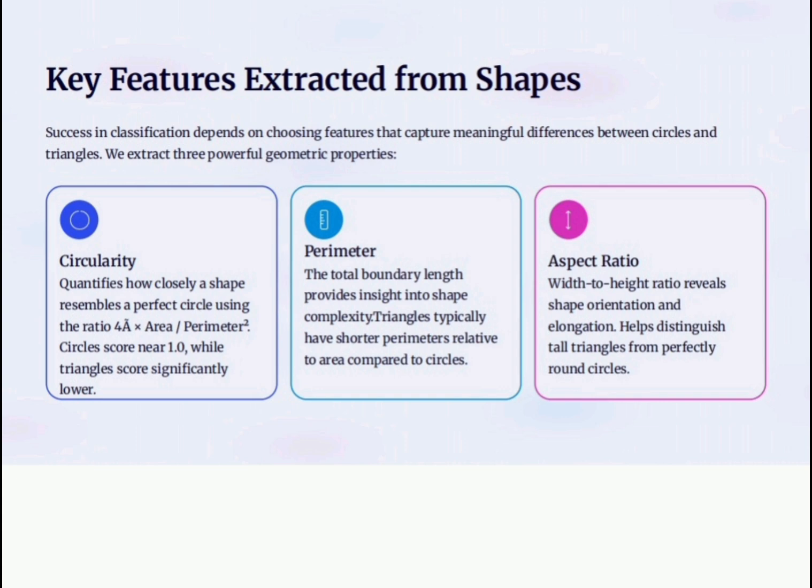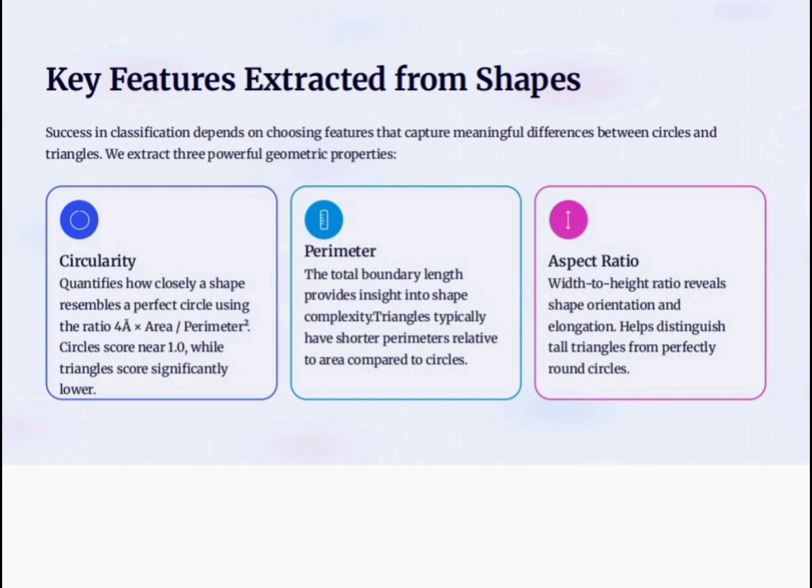2. Perimeter. The perimeter measures the total boundary length of the shape. While both shapes can vary in size, their perimeter to area relationship is different enough for our classifier to learn from. 3. Aspect ratio. Aspect ratio is the width to height proportion of a shape.